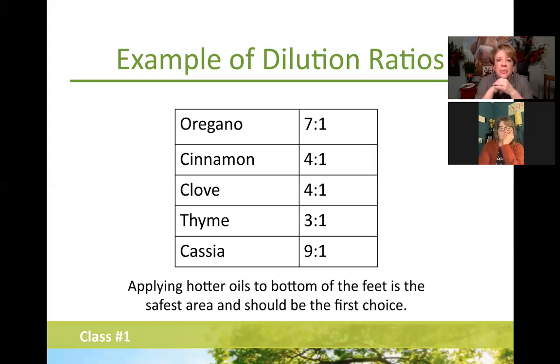You can also choose to apply hotter oils to the bottoms of the feet. That's the safest area to apply these hotter oils. And honestly, I don't even dilute those particular oils when I am putting them on the bottoms of my feet. Those are always the safest choice for the hot oils, but especially this time of year, our feet aren't always hanging out where we can just slather on some oils on the bottom of our feet.